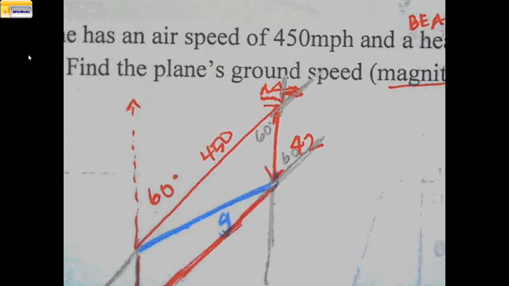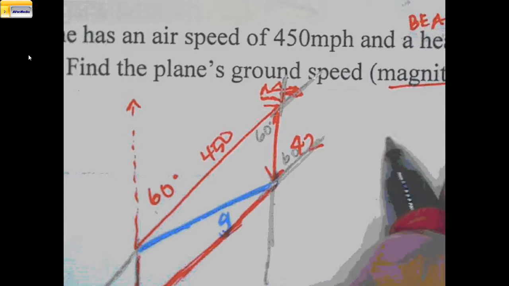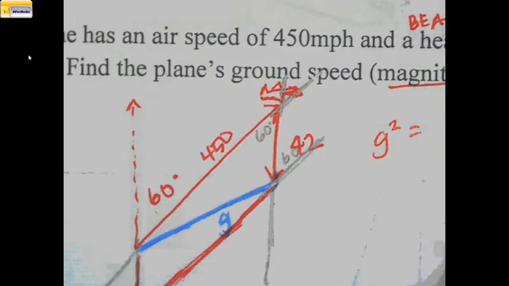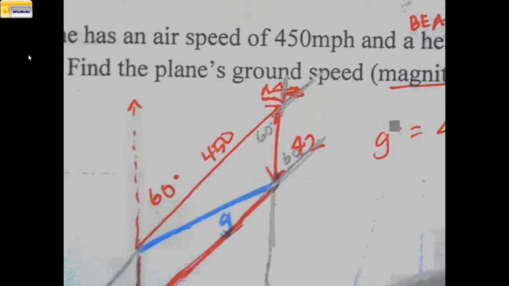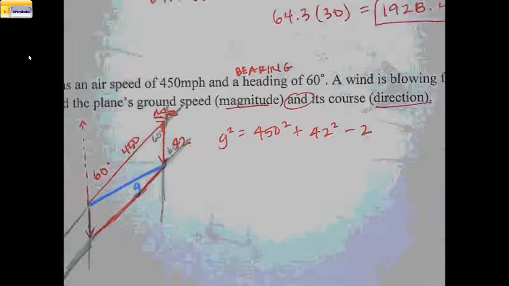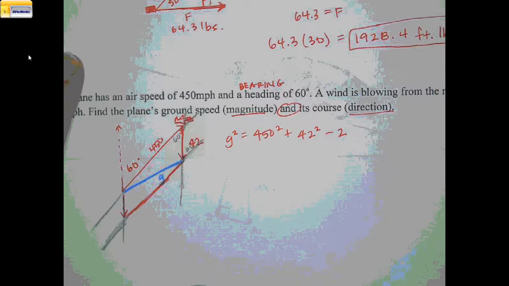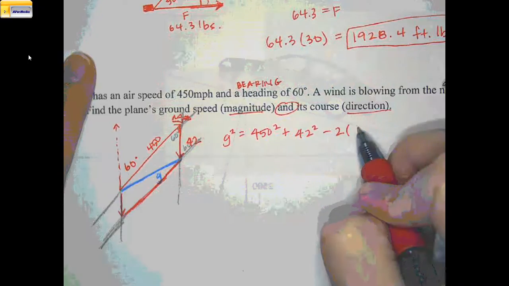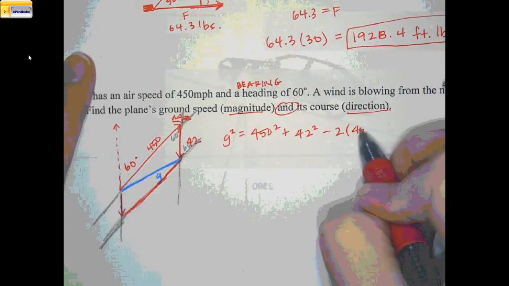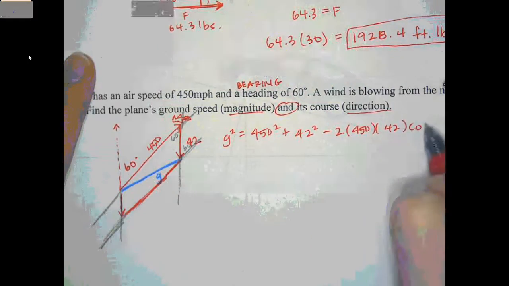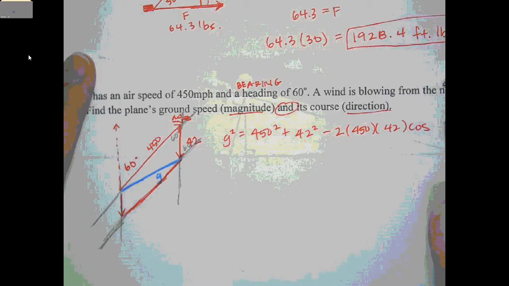Now that I've got two sides and an included angle, I'm thinking law of cosines is going to get us G. So now we say G squared equals the first side squared plus the second side squared minus 2 times the first side times the second side times the cosine of 60 degrees.